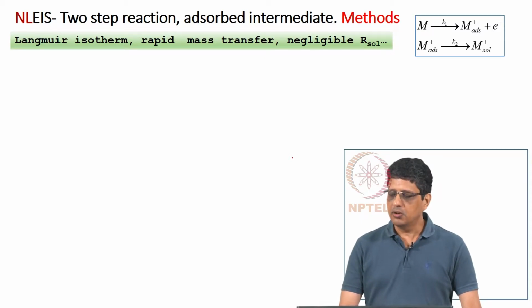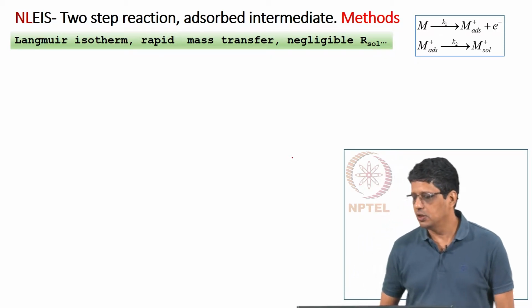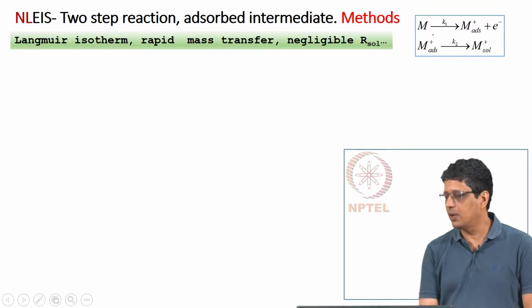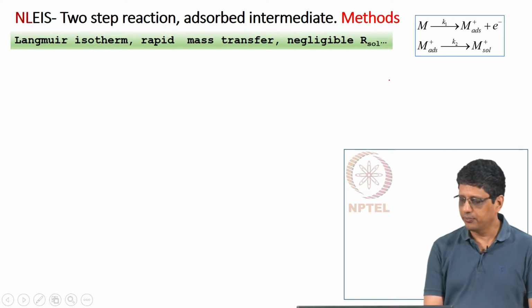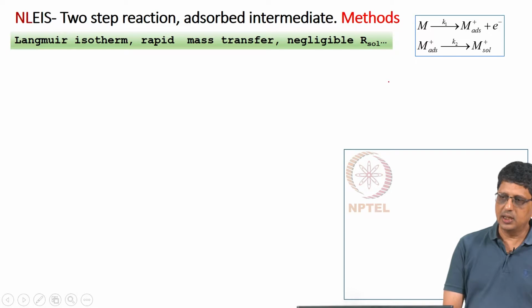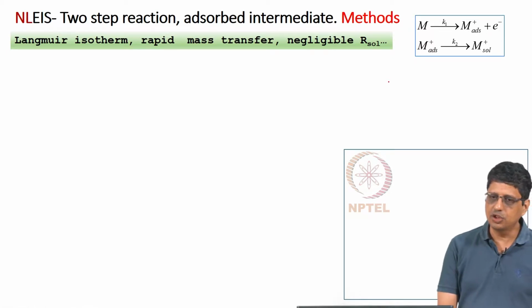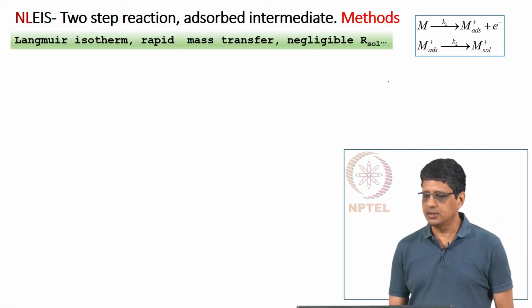Okay. Metal goes to metal plus adsorbed and then it goes into solution. So, the first reaction rate constant is given by K1, second constant is given by K2. Here also we are assuming that the mass transfer is rapid, we are assuming that the solution resistance is negligible.